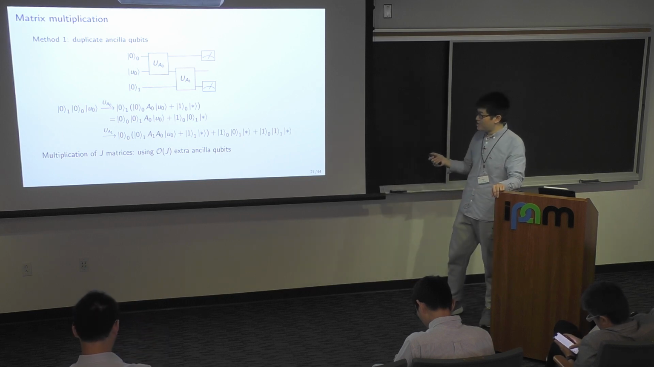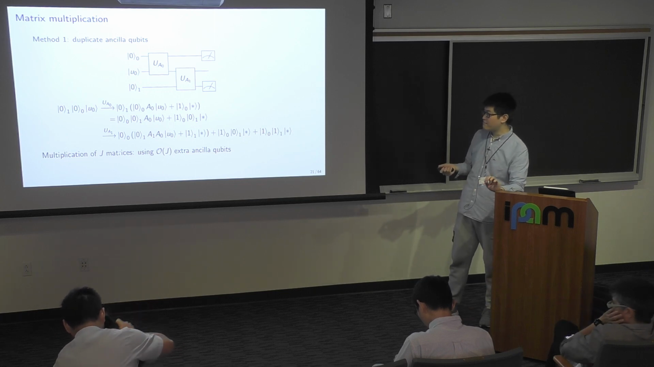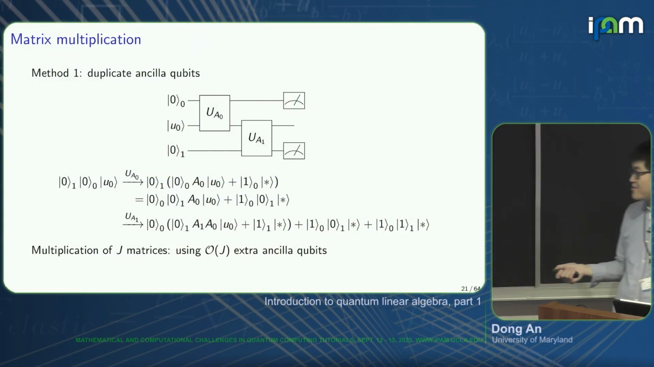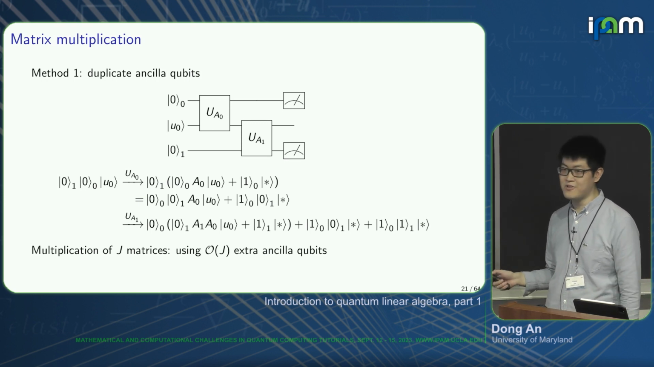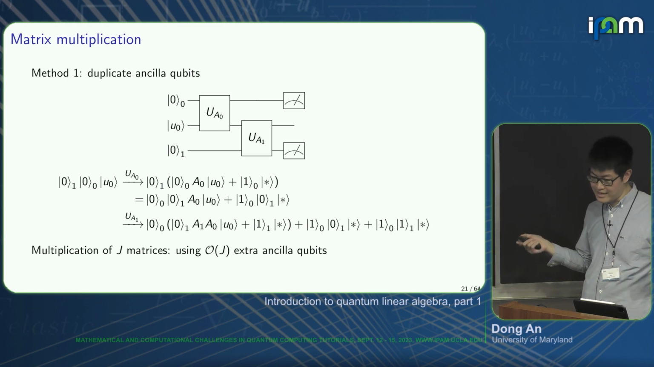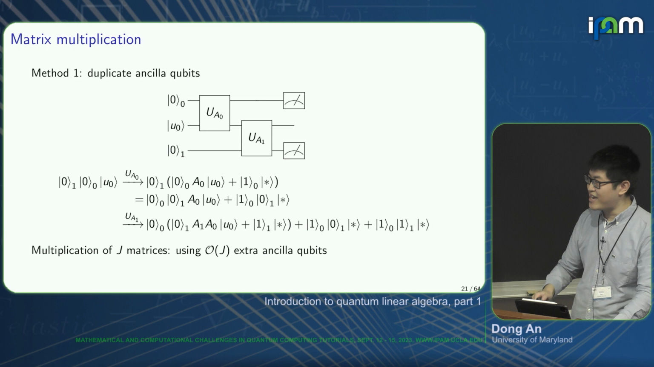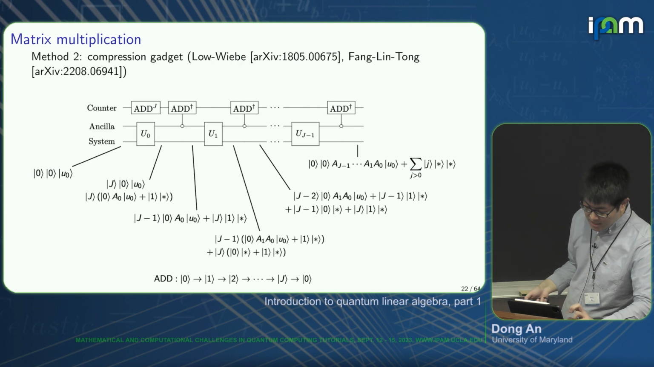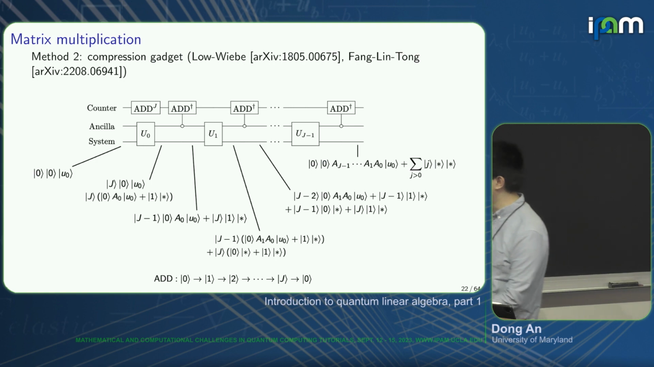Okay, great. So this is for the multiplication, but only of two matrices, and you can imagine that if we have multiple matrices, then we have to use multiple ancilla qubits, because for J matrices, for each block encoding, we need an ancilla qubit. So for multiple matrices, we need many ancilla qubits, which can be expensive in terms of space resources. But there is another method which can save the number of ancilla qubits, which is called the compression gadget. It is a little bit involved to discuss, but let me try.